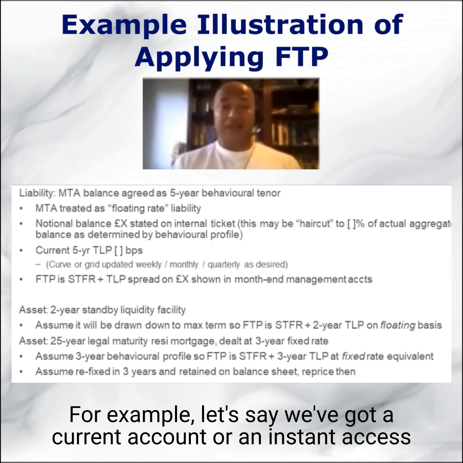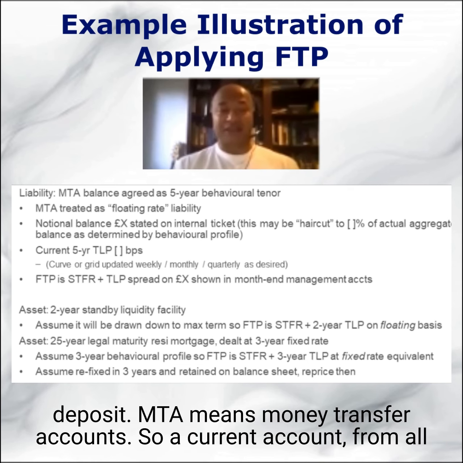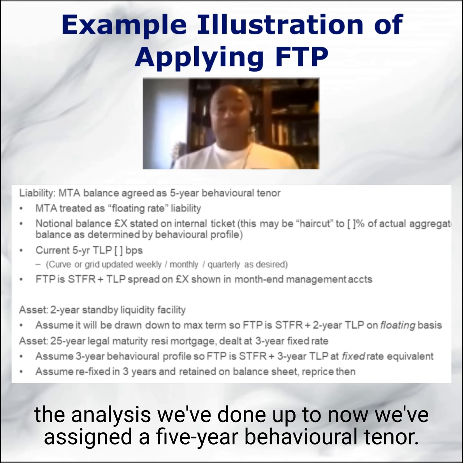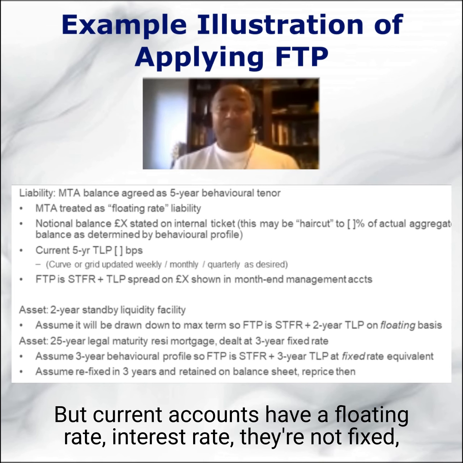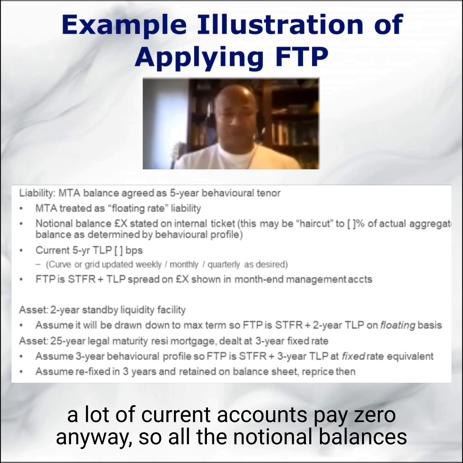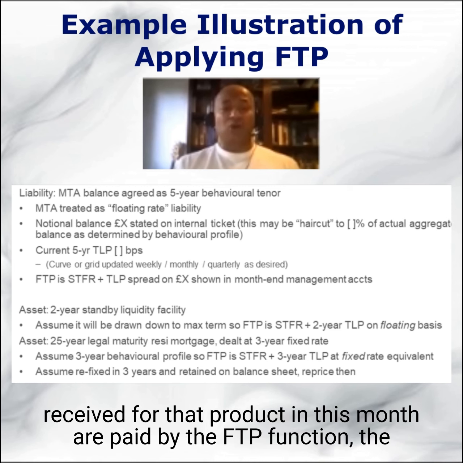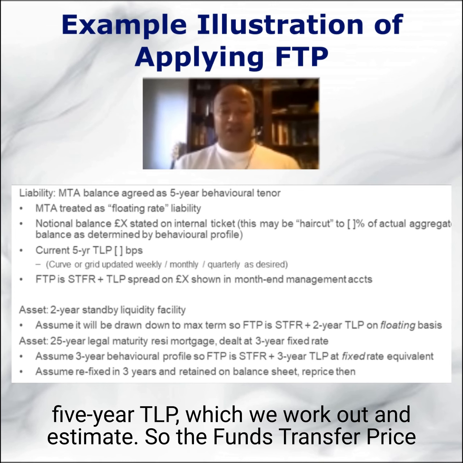For example, let's say we've got a current account or an instant access deposit. MTA means money transfer account, so a current account, where from all the analysis we've done up to now, we've assigned a 5-year behavioral tenor, but current accounts have a floating interest rate, they're not fixed. A lot of current accounts pay 0 anyway. So all the notional balances received for that product in this month are paid by the FTP function, the 5-year TLP, which we work out and estimate.